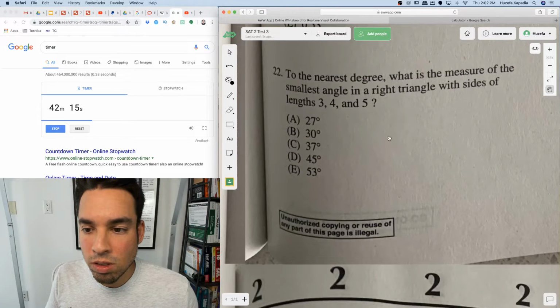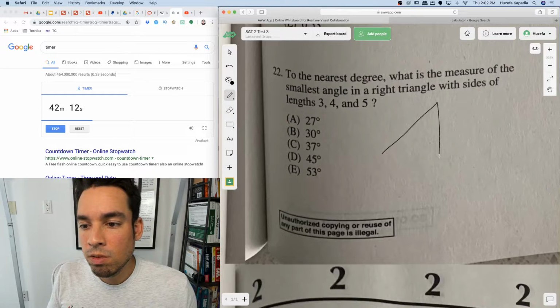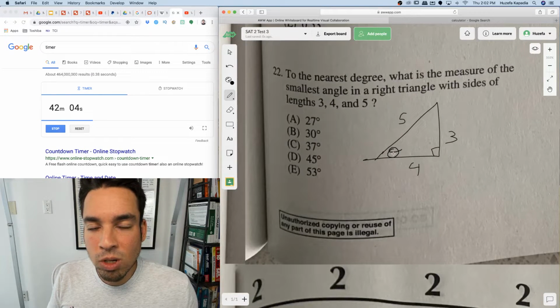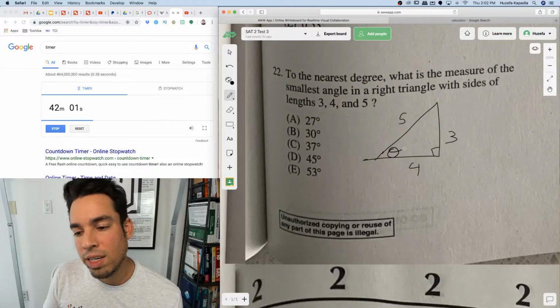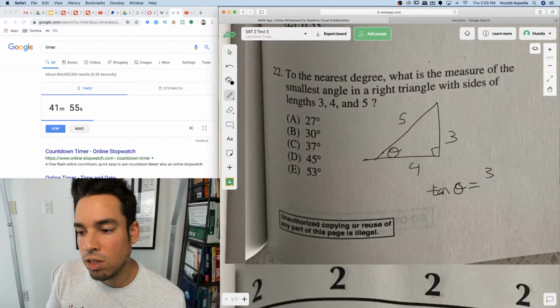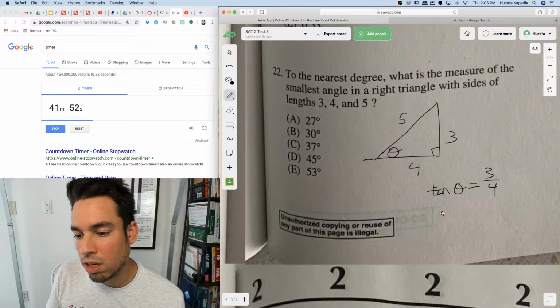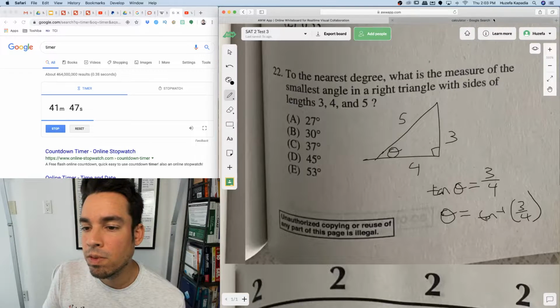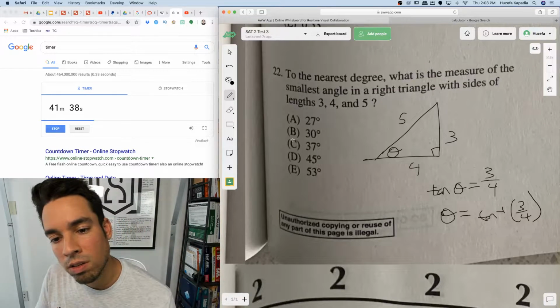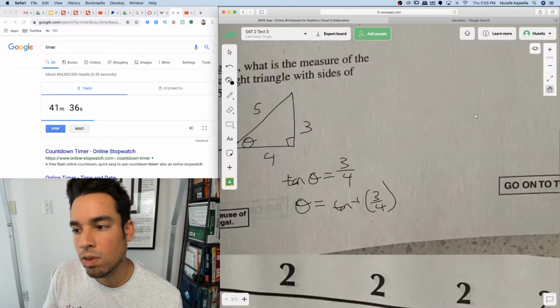To the nearest degree, what is the measure of the smallest angle in a right triangle with sides 3, 4, 5? So 3, 4, and they want this angle, because the smallest angle is opposite the smallest side. So we can get it by saying tangent of theta, just arbitrarily choosing tangent, equals opposite over adjacent, 3/4, and then take arctangent of both sides. Inverse tangent of 3/4, and that will give me my answer. Okay, inverse tangent of, I'll just say 0.75. It's 37 degrees, rounded.